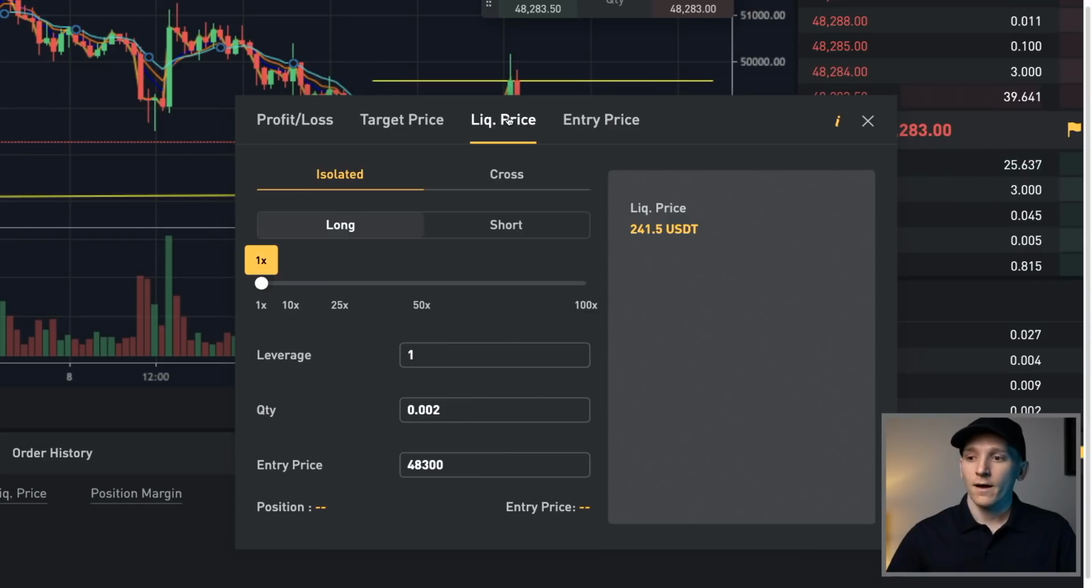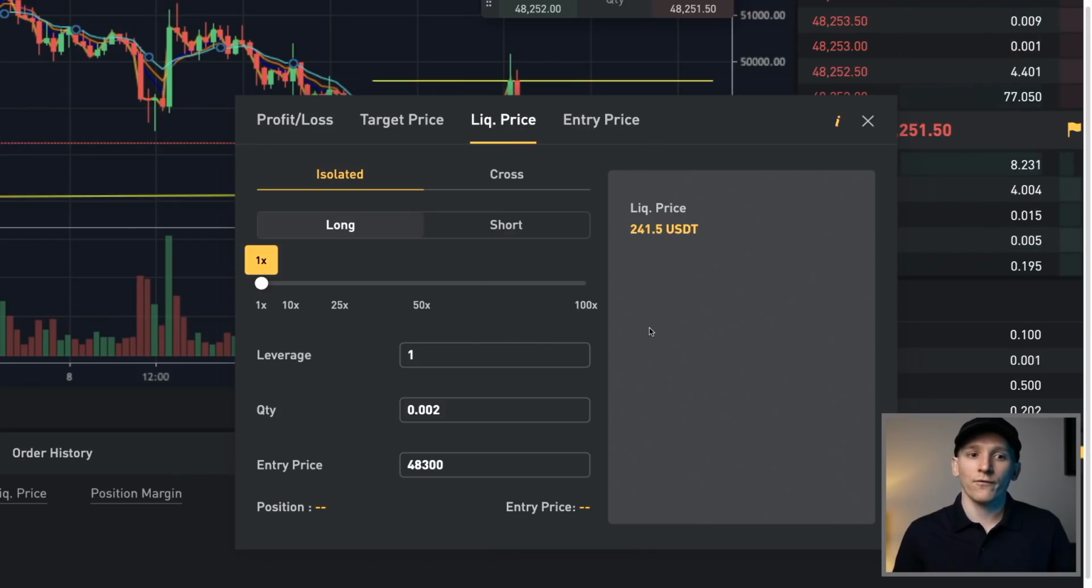Liquidation price, again, it's going to tell you essentially, if the trade really moves against you, and let's say you enter at 48,300, at what price are you going to get liquidated? So when you trade on leverage, obviously you can't just open positions.